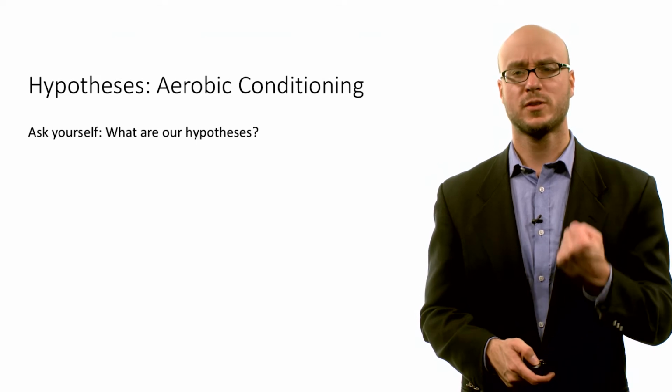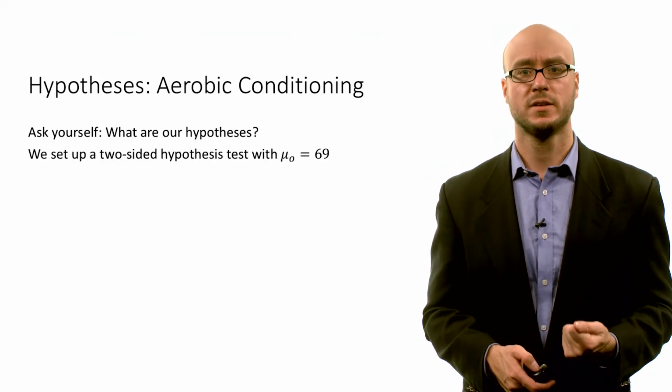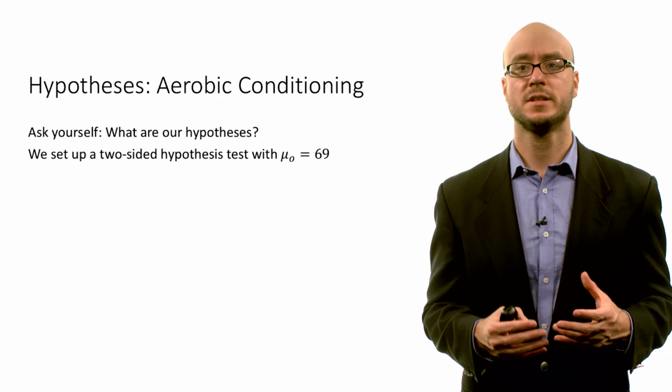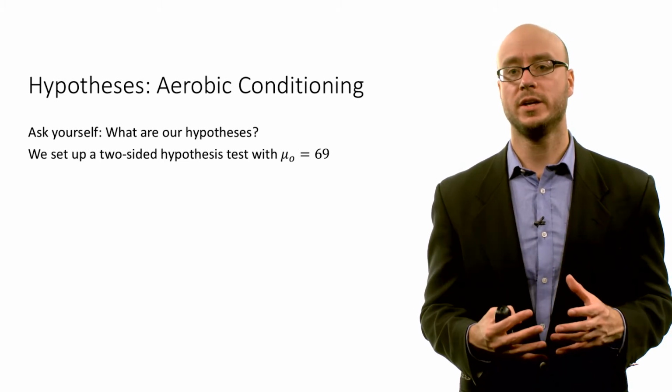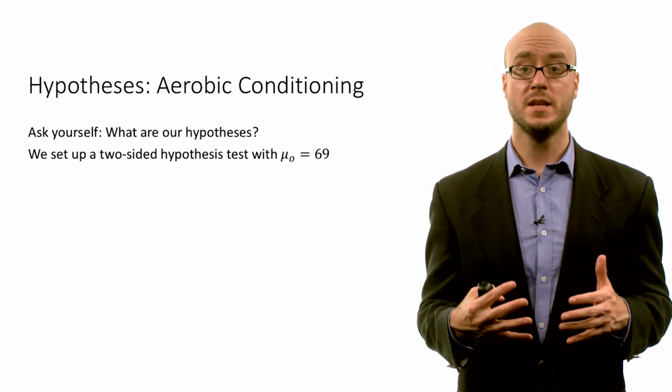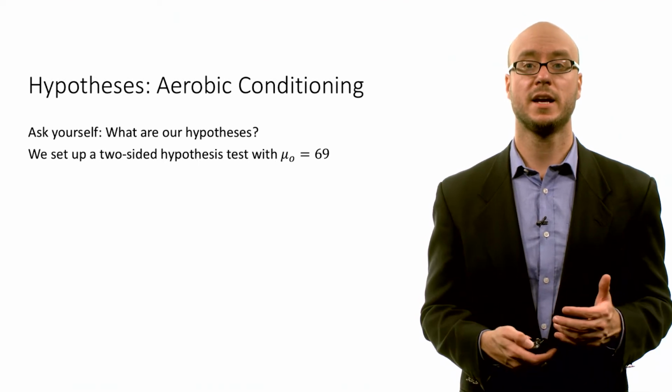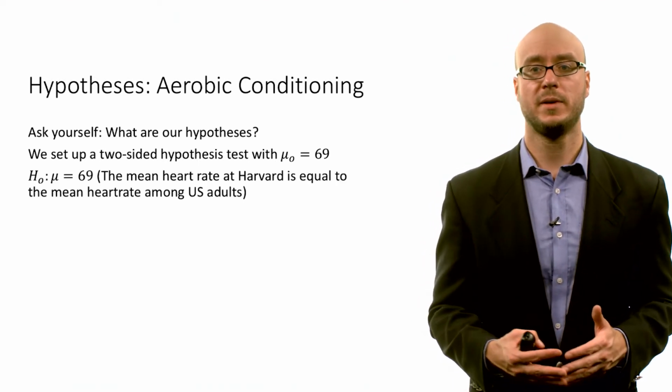So first of all, what are the hypotheses? We're going to set up a two-sided test. And the claimed value here is that the mean heart rate is 69 beats per minute. So somebody's claiming, I think the mean heart rate at Harvard is just the same as the mean heart rate among all people living in the United States. So the null is that the population mean of Harvard students equals 69 beats per minute. We get that value of 69 because that's the value for all people living in the United States.